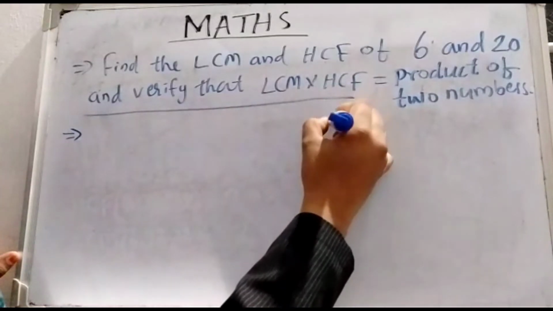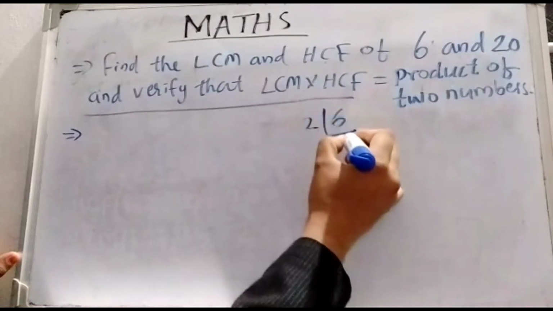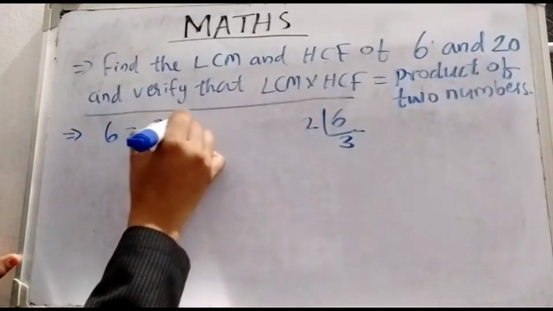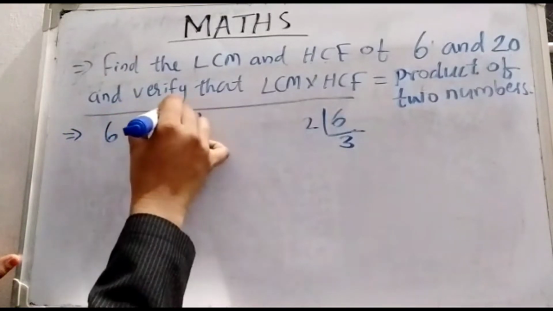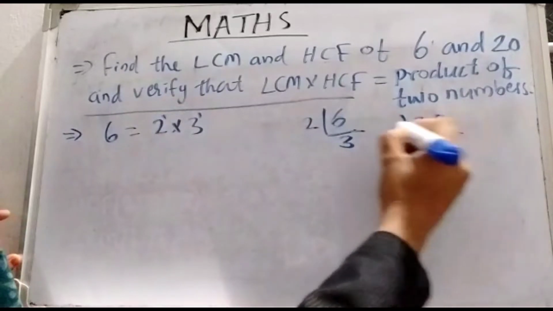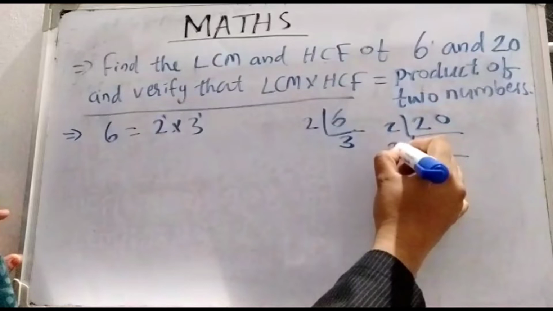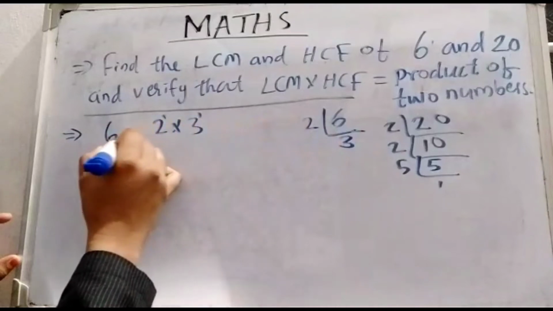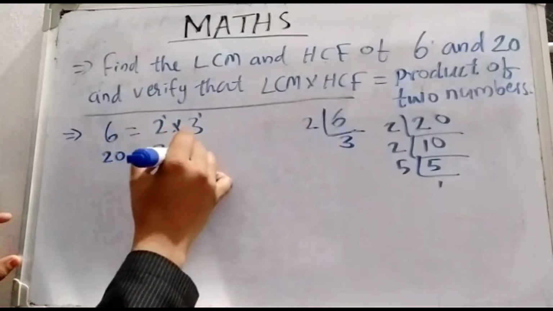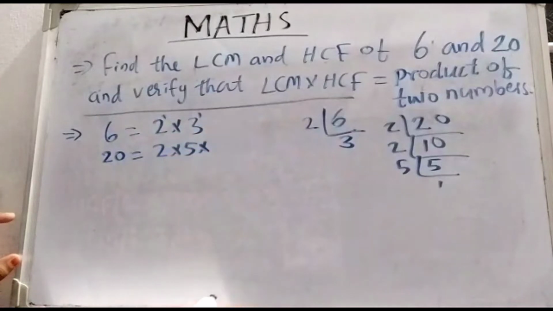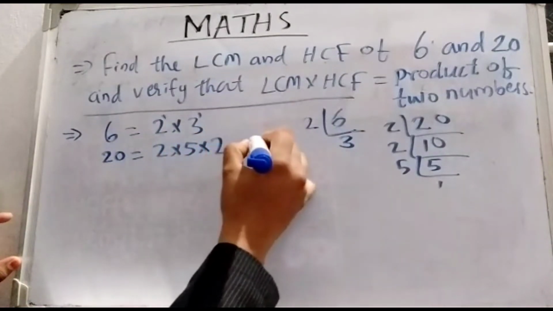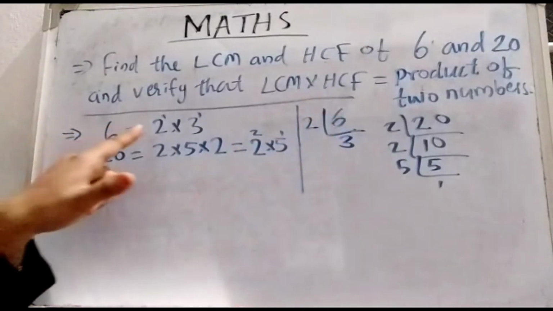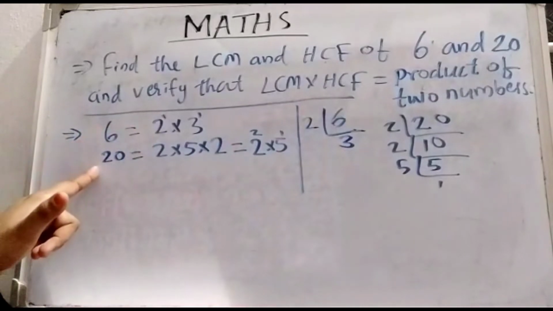For 6, we know 6 is equal to 2 into 3, and the powers are 1. Then 20: 2, 10, again 2, 5. So 20 is equal to 2 into 5 into 2, that is 2 squared into 5. So this is the factorization of 6 and the factorization of 20.